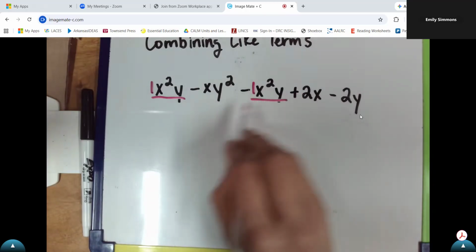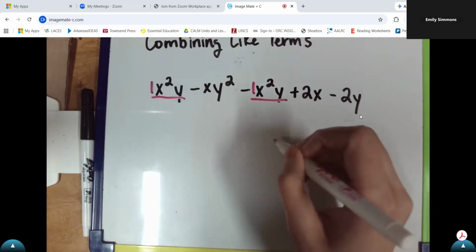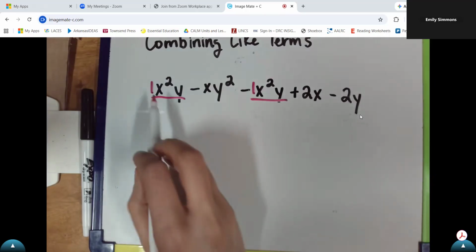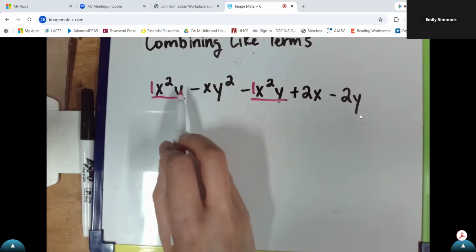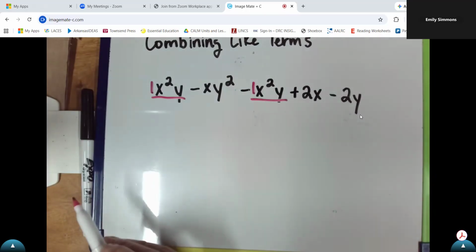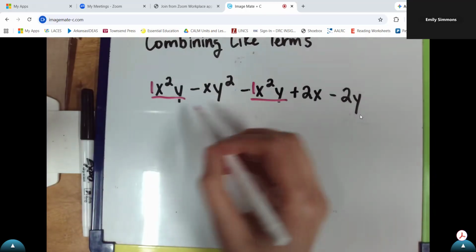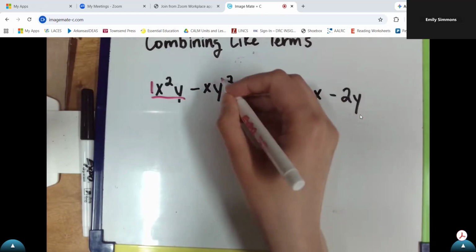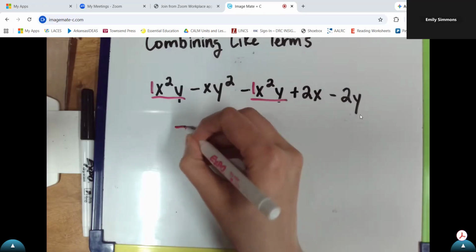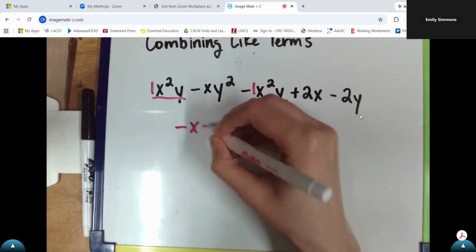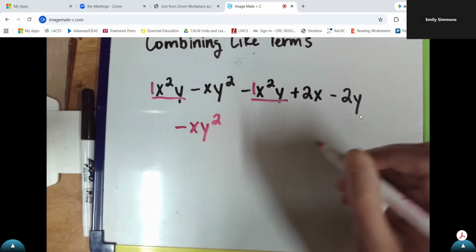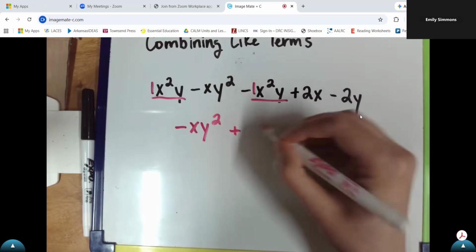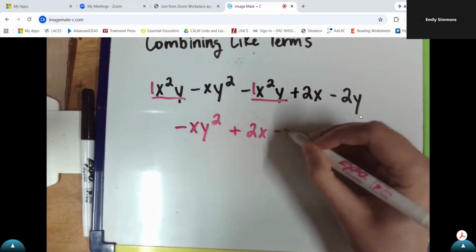So this is 0x squared y, and we don't write that out. 0 times anything is 0. So 0 times whatever x is times whatever y is still going to be 0. So we don't have to write anything there. These two actually cancel out. So since they've canceled out, I'm going to go ahead and bring down my negative xy squared. And then I bring down my plus 2x and my minus 2y.